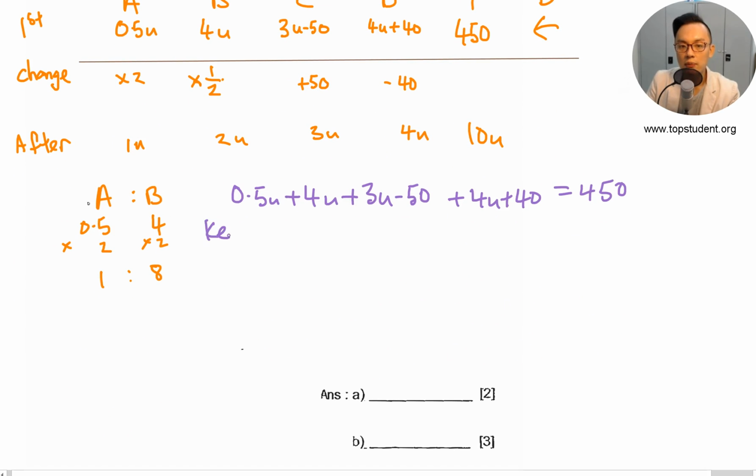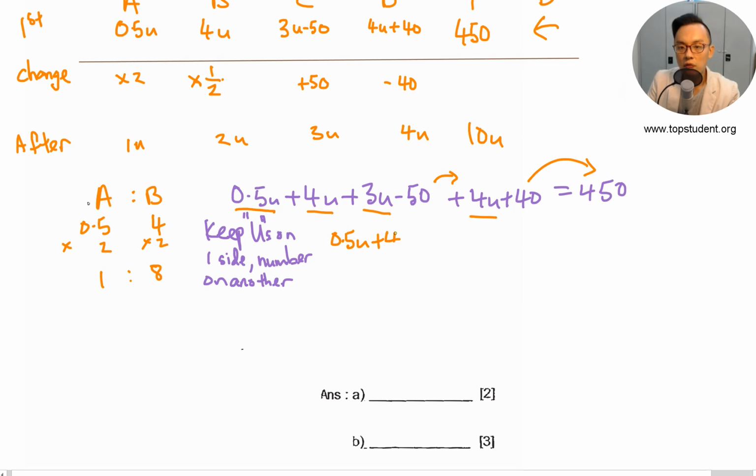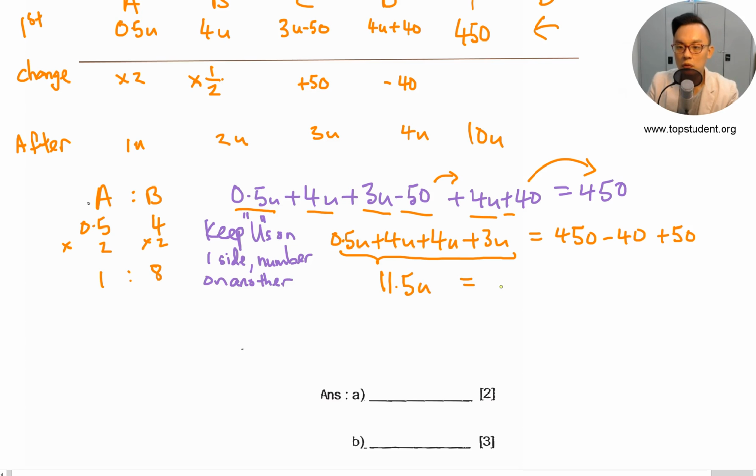So I keep all the U's on one side, the numbers on another. So let's just circle out my U's to make sure I know what I'm doing. 0.5, 4, 3, and 4. And then I'll shift this over. And I'll shift this over. Okay. So 0.5U plus 4U plus 4U plus 3U equals to 450 minus away 40. I shift this over. From plus, it becomes minus. My 50, I shift over, becomes plus. So minus 40 becomes plus 40, and plus 50. So that's equals to, so over here I have 11.5U equals to 460.